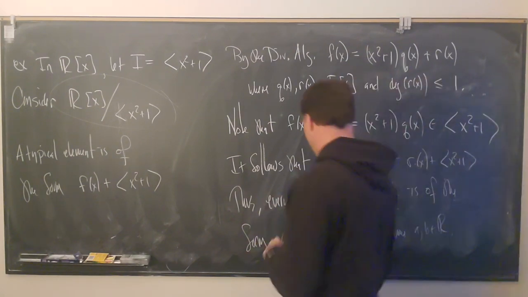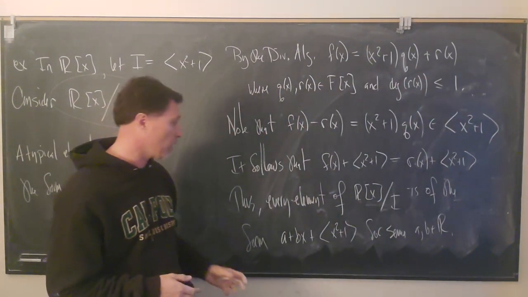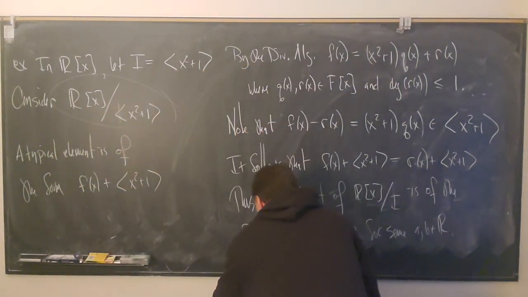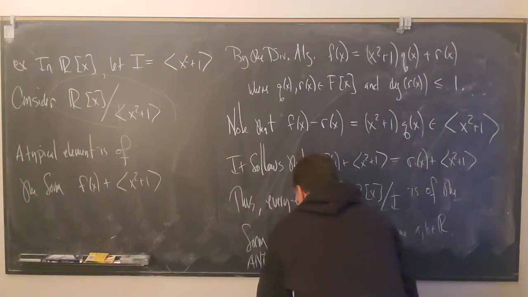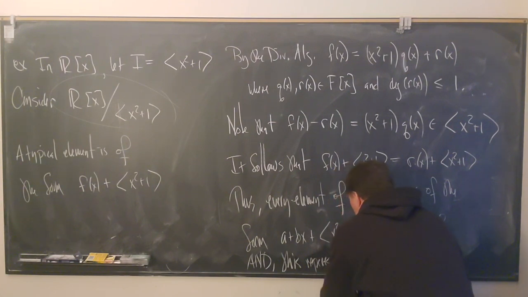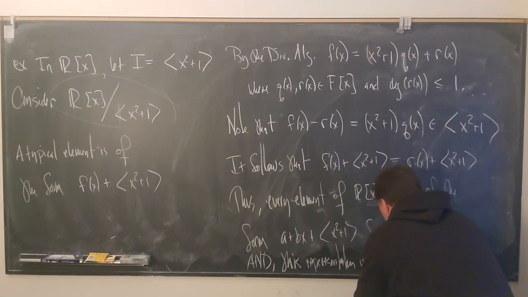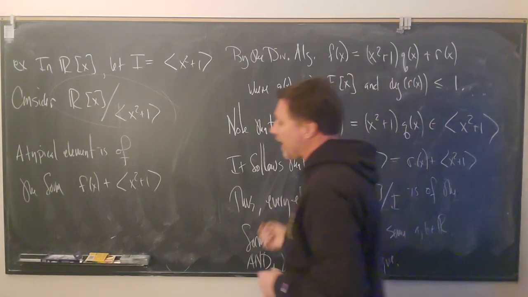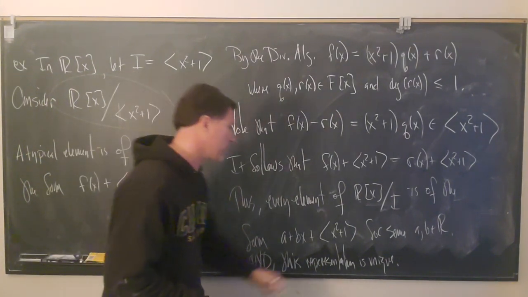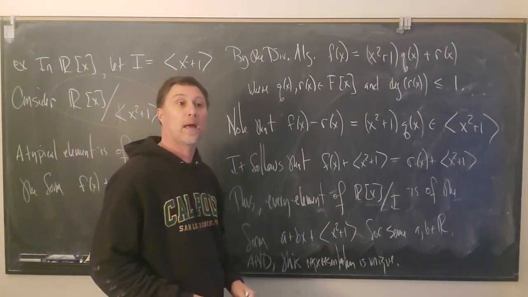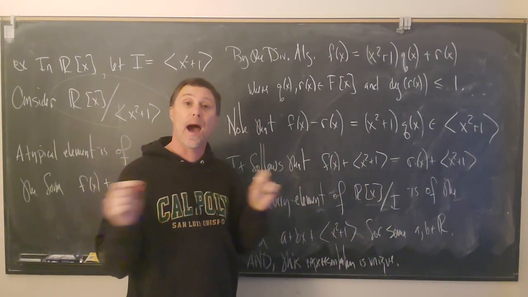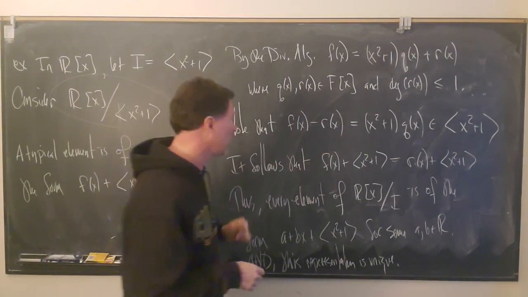And this is it. Every time you choose a different a and b, you get a different coset. So we should say that this representation is unique. Meaning if I choose an a and a b and an a prime and a b prime, the cosets a plus bx plus the ideal and the coset a prime plus b prime x plus the ideal are not equal to each other. They are different elements within the quotient.